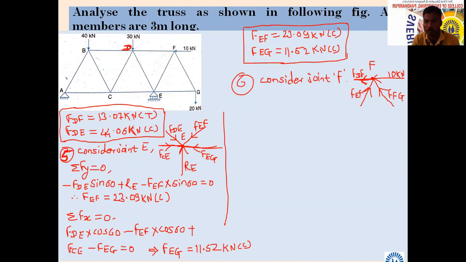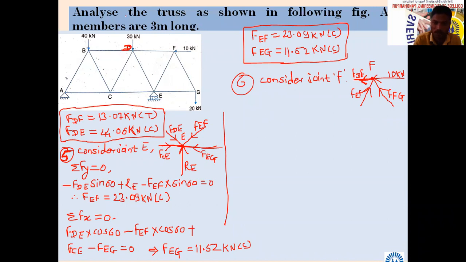How many unknowns are there in the FBD? Four forces, and how many of them are unknown? One, and that is again an inclined one. So either you can apply summation Fx or Fy. It doesn't matter, you will get the answer.